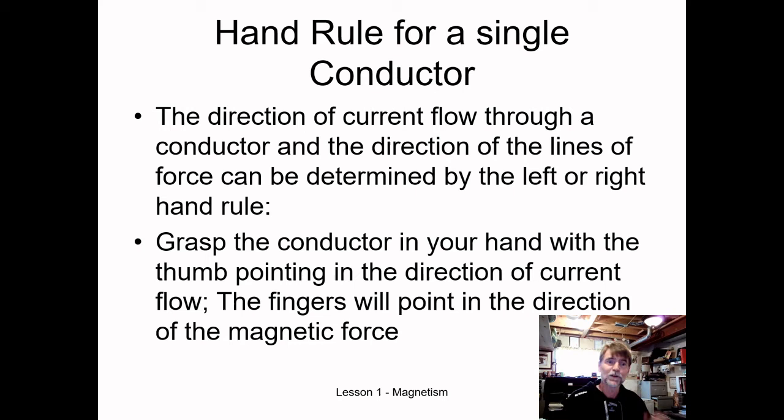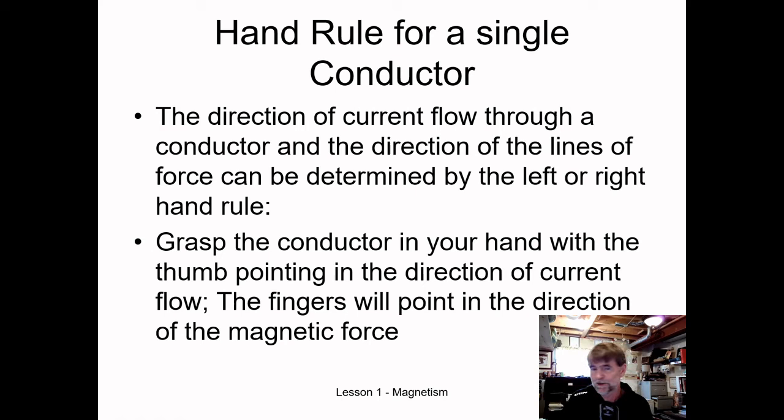So the first bullet there says the direction of current flow through a conductor and the direction of the lines of force can be determined by using either your left or your right hand. Oh, crazy. We can use both hands. The rule says we grasp the conductor in our hand with the thumb pointing in the direction of the current flow, and the fingers will point in the direction of the magnetic force. So I have a picture that shows what that looks like.